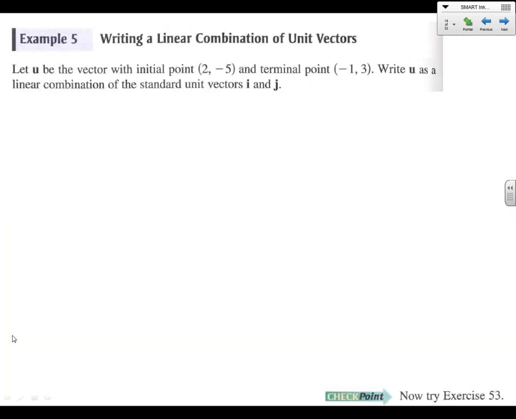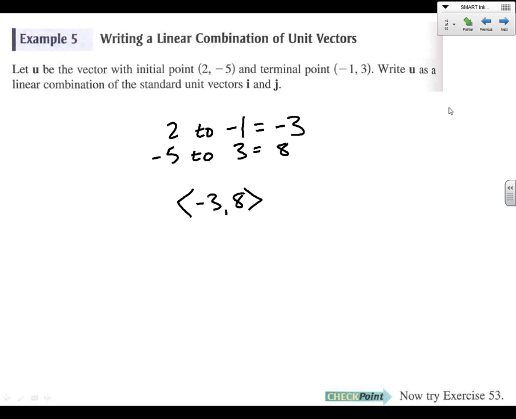So now if we have 2, -5 to 1, 3, we want to write it as a linear combination. From 2 to -1 is -3. From -5 to 3 is a distance of 8. So our vector in component form would be <-3, 8>. As a linear combination, we're going to say -3i plus 8j.